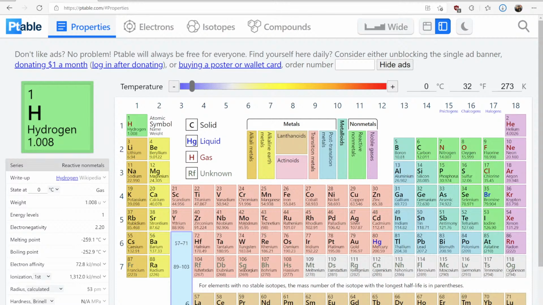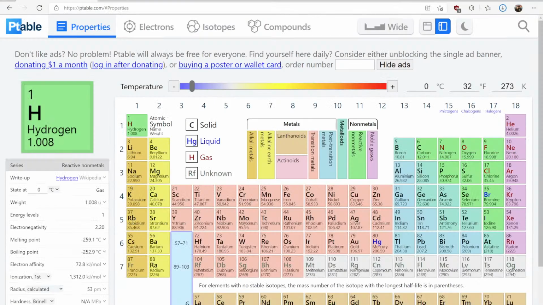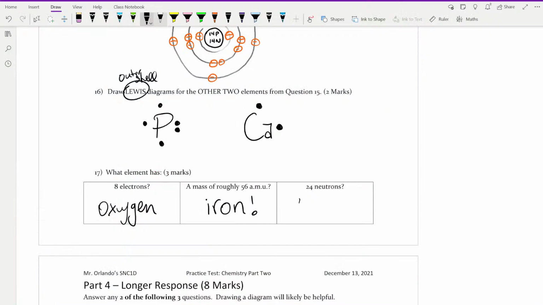Let's see. So 24 neutrons, well, 48 would be nice. That would just add up. And oh, look, titanium is 48. Oh, but it's only got 22. So that can't be it. Oh, 21 plus 24 would be 45. So scandium works. That might not be the only one, by the way.